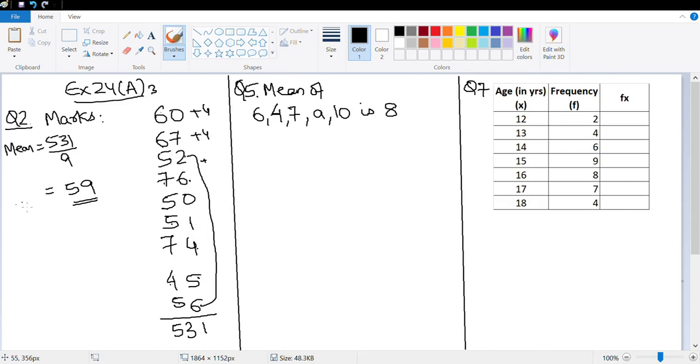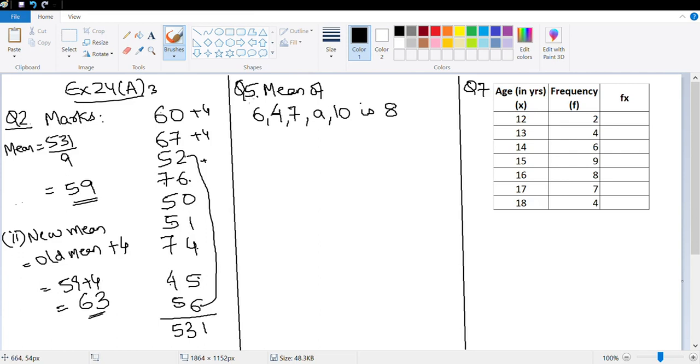If you multiply all data points by the same number, the mean also gets multiplied by the same number. So in this case, the new mean will be the old mean plus whatever is the increase. In this case, it is 4, so it will be 59 plus 4, which is 63. Perfect. Let's move on to the next question.